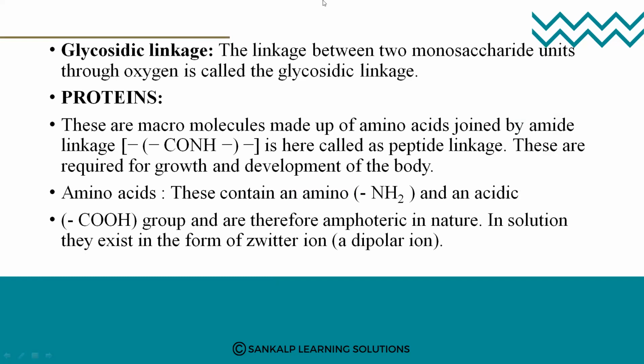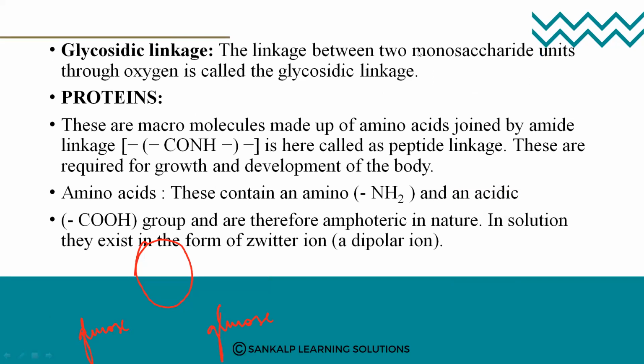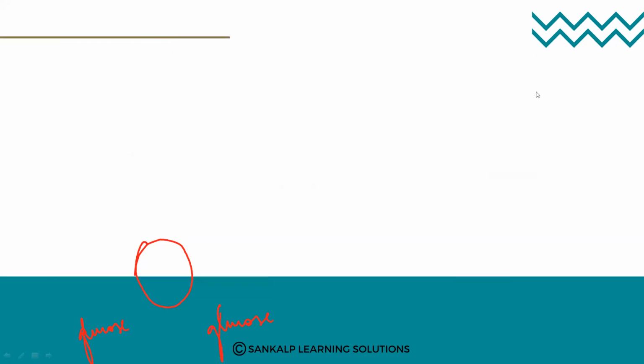So such linkage, that we just now saw, is the linkage between the two monosaccharide units. These are two separate units. This is one structure of glucose. This is another structure of glucose. So when the linkage is present between two glucose units, what is it called? It is called the glycosidic linkage. The linkage between the two monosaccharide units through the oxygen is called glycosidic linkage. I hope this is clear.